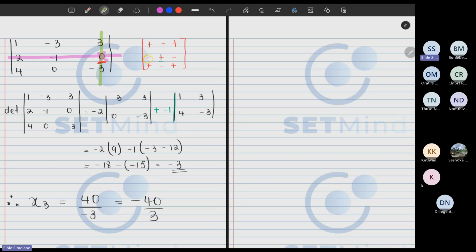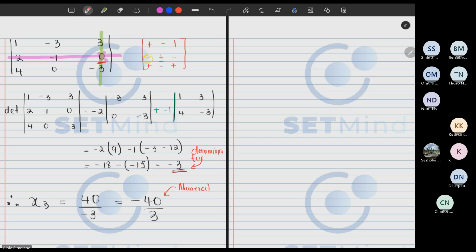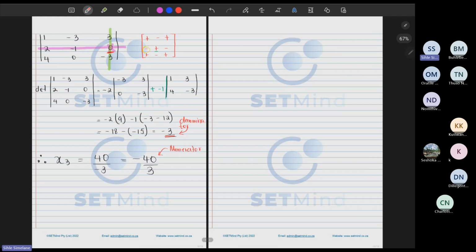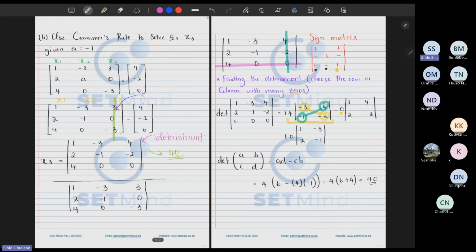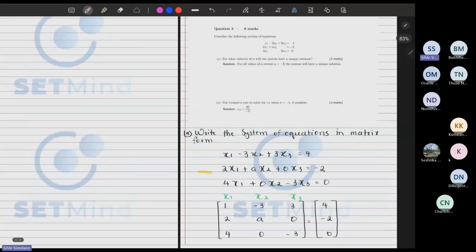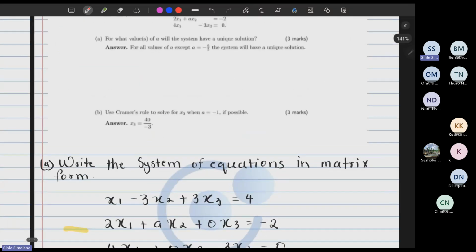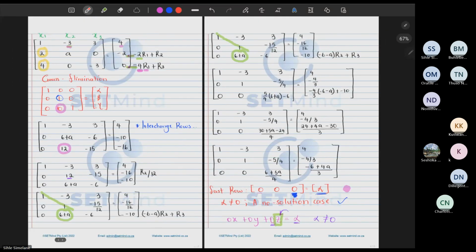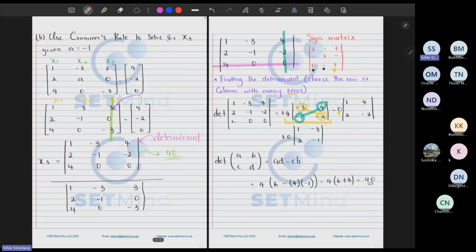Okay, no problem. So the determinant, if you remember, this was the denominator. It became -3. The determinant of the numerator was 40. So that's why our x3 should be -40/3, which is exactly what they are expecting us to find. So please make sure that you are able to do Cramer's rule.